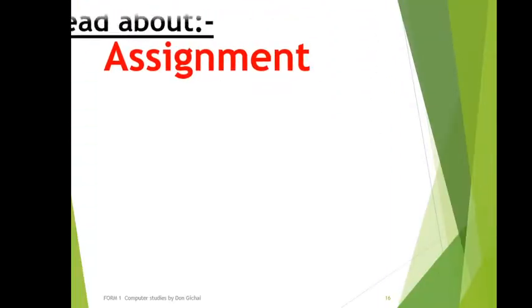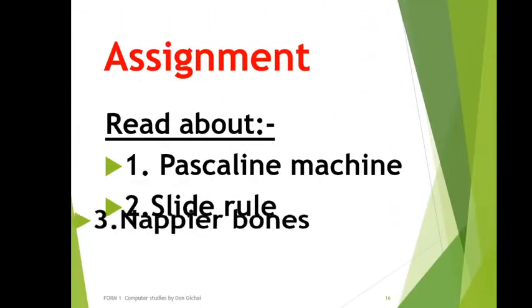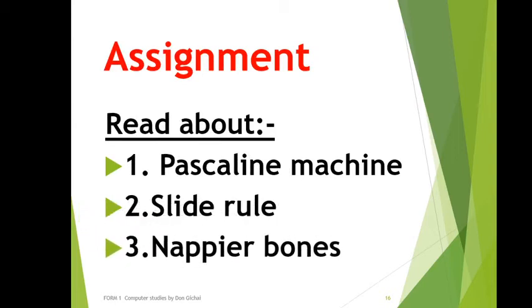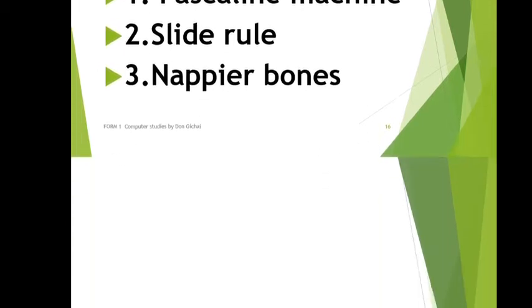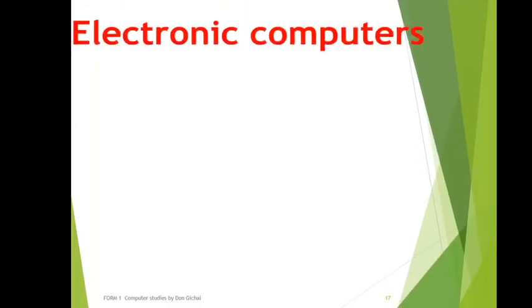Then from there, there is an assignment here for you. Assignment, still on the history of computers. Read about the Pascaline machine. Who invented the Pascaline and what purpose was it for? Also read about the slide rule and also read about Napier's bones. They are also part of the history of computers. Therefore, apart from the abacus and the Analytical Engine, we have the Pascaline machine, the slide rule, and also Napier's bones. That is your assignment. That is food for thought.